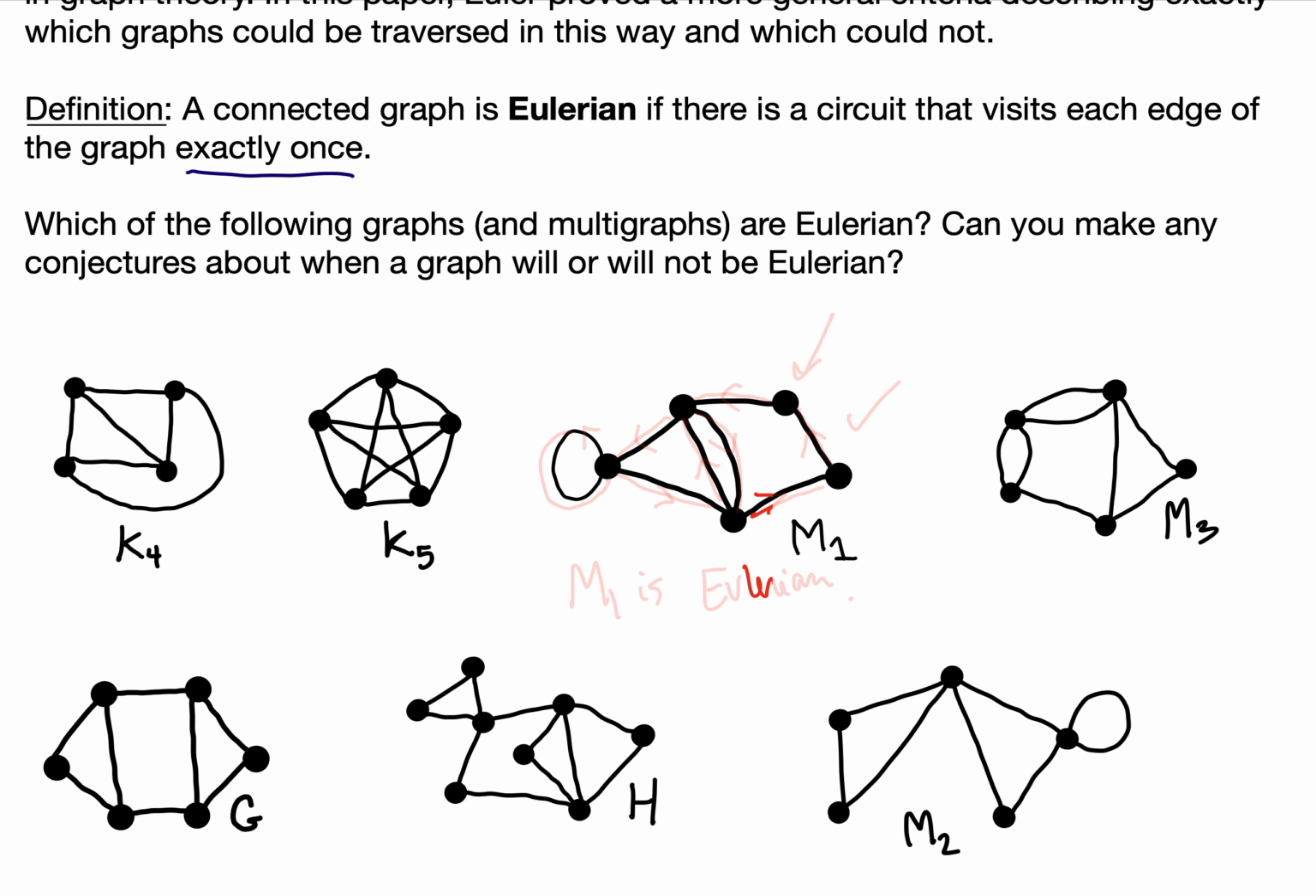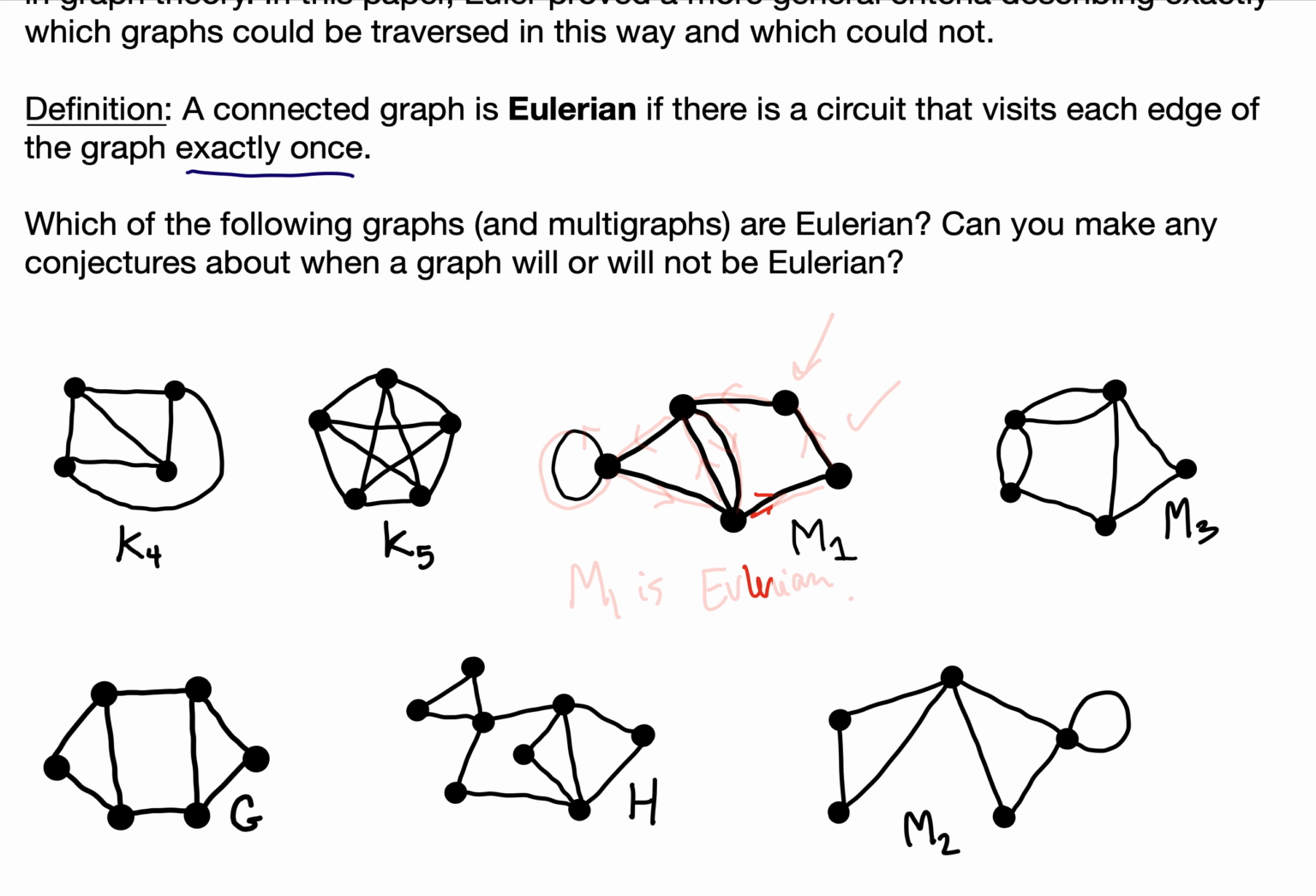So my question for you is, which of the following graphs and multigraphs are Eulerian? Let's look at all of these graphs and multigraphs below. Which of these appear to be Eulerian? Which of these appear to have a circuit that contains each edge exactly once? I'd like you to try these out, and as you're doing it, think about whether you can make any conjectures about a more general criteria of which graphs will be Eulerian and which will not.